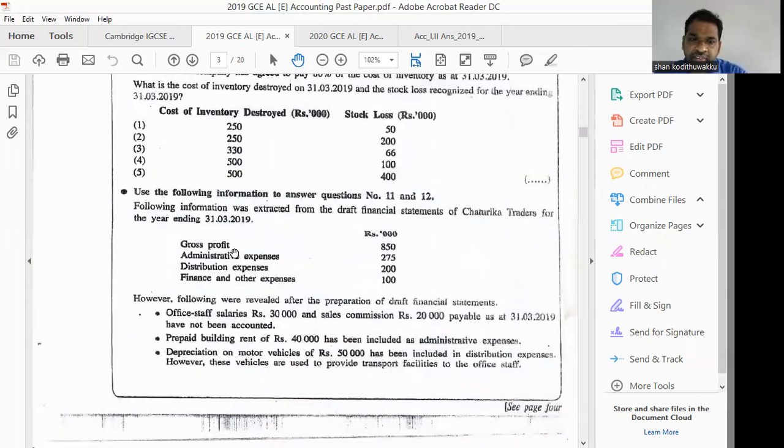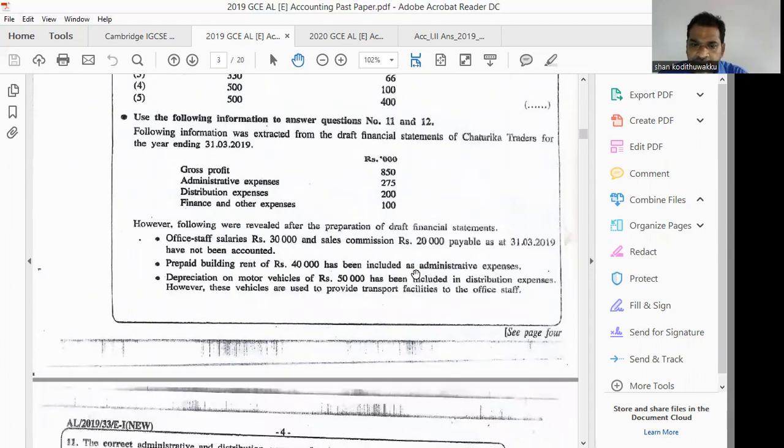Then distribution expenses, the given value is 200. In the first adjustment, they have mentioned sales expenses of 20,000 payable have not been accounted for. Therefore, 20 should be added to distribution 200, making 220,000. Then, earlier they had included motor vehicle depreciation of 50,000 in distribution expenses. We had to deduct it now. Therefore, we had to include it in administrative expenses because we provide transport facilities to office staff. Therefore, we removed 50 from distribution expense.